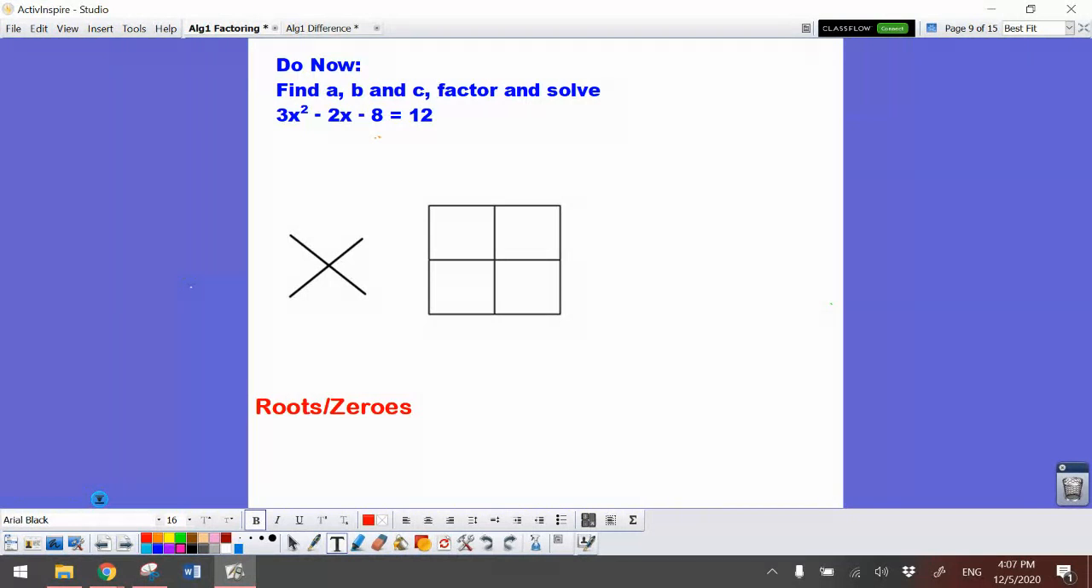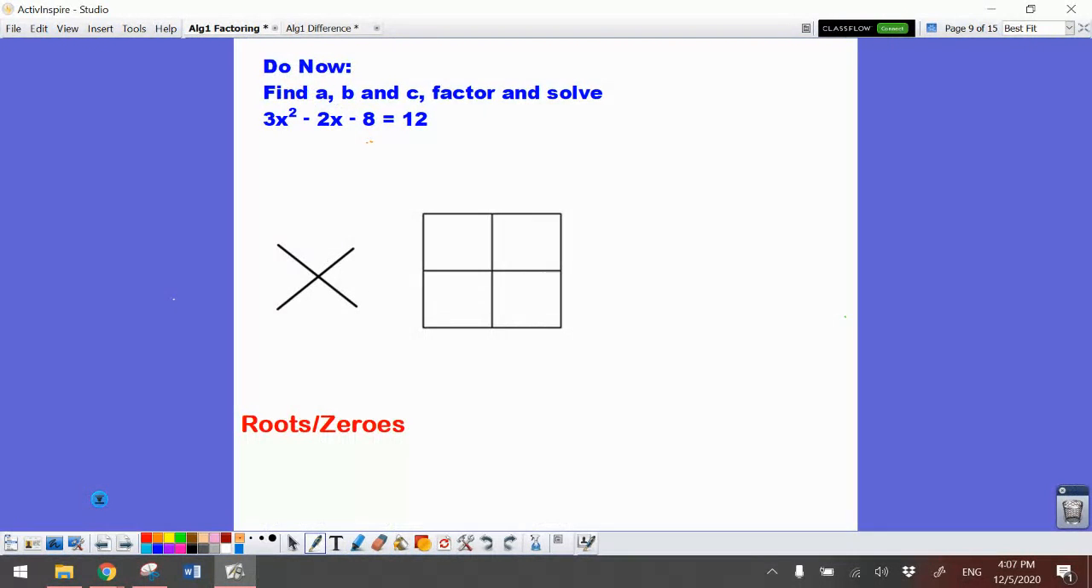I remember from yesterday that factored form was ax squared plus bx plus c equals 0. So the first thing that I see is that this is not in standard form. So I need to move my 12, and moving my 12 means I have to subtract. That would give me 3x squared minus 2x minus 20 is equal to 0. Now I have my a, my b, and my c.